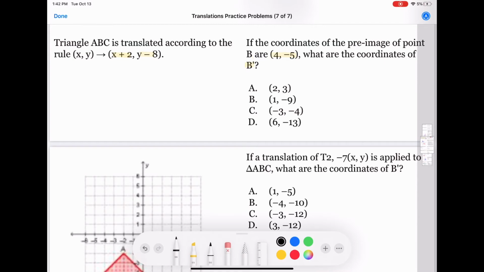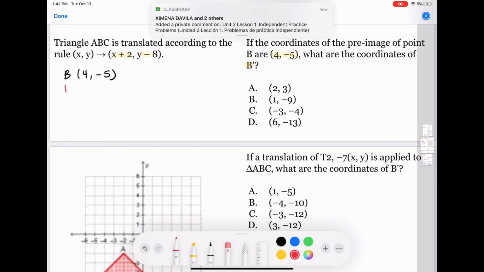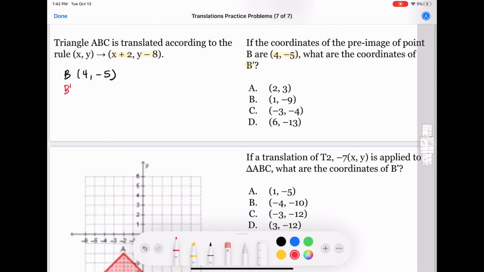So what we would do is take that information. B is at coordinates negative 4 and negative 5, and take our mapping rule to find our B prime. So we would add 2 to negative 4 to get negative 2. And we would subtract 8 from negative 5 to get negative 13. As we can see, that gives us our answer choice of D.